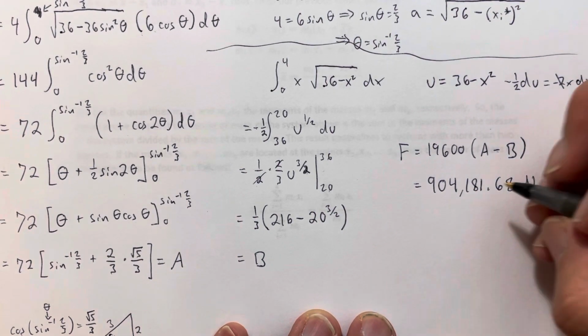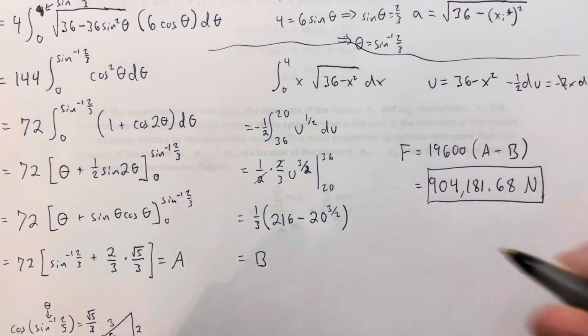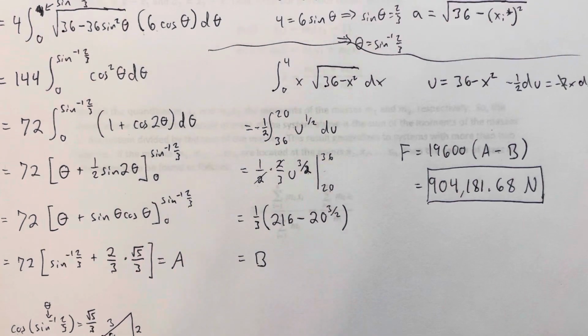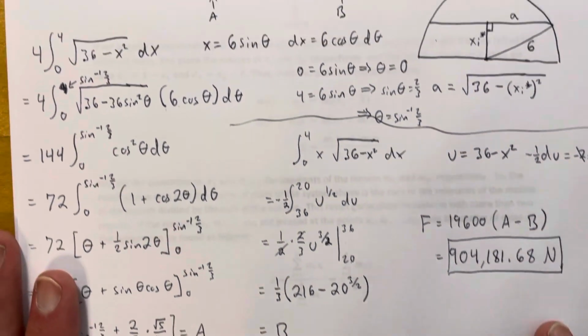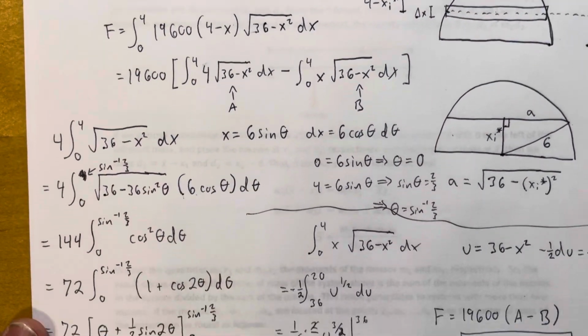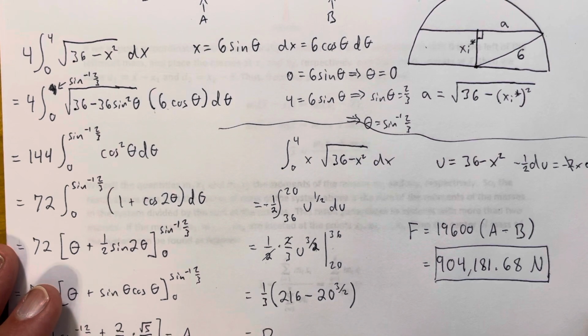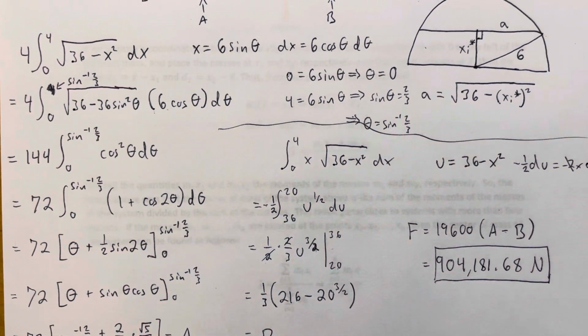904,181.68. And these are newtons. Remember, we started in metric units. So our units of force here would be newtons. Okay? As you can see, there is a lot to do in a problem like this. The setup is the first step, but then we ended up with integrals that required some integration techniques, some kind of creativity to solve.